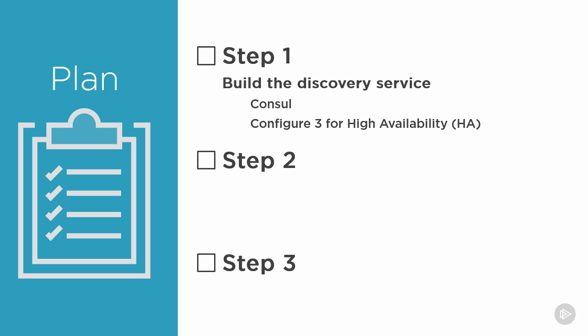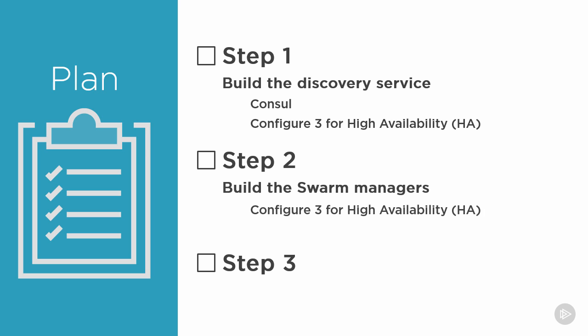Now, because configuring Consul is obviously Consul specific, I'm going to try and rattle through that. This is a Swarm course after all. But yeah, the plan is this. We'll install 3 Consul containers and we'll configure them for HA. Once we've got discovery in place, we'll switch tack and we'll build the Swarm managers. Again, we'll build 3 and we'll make them HA.